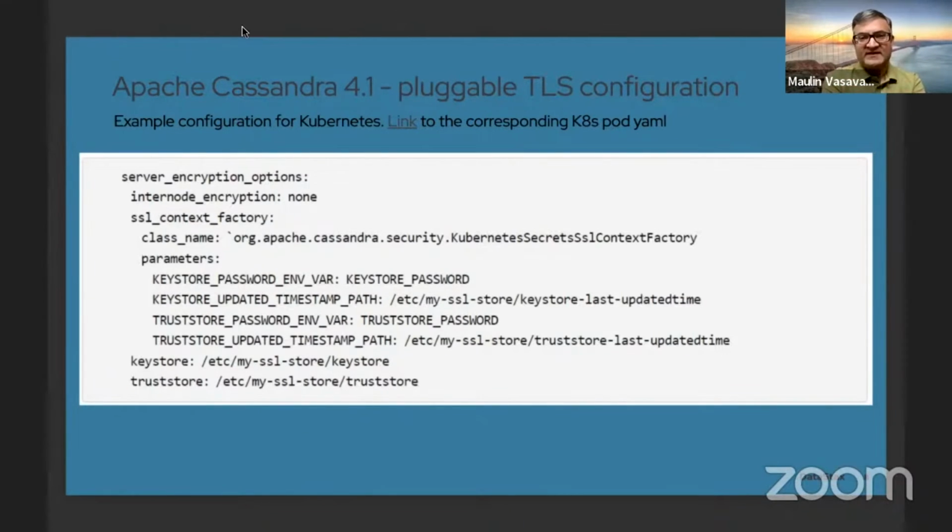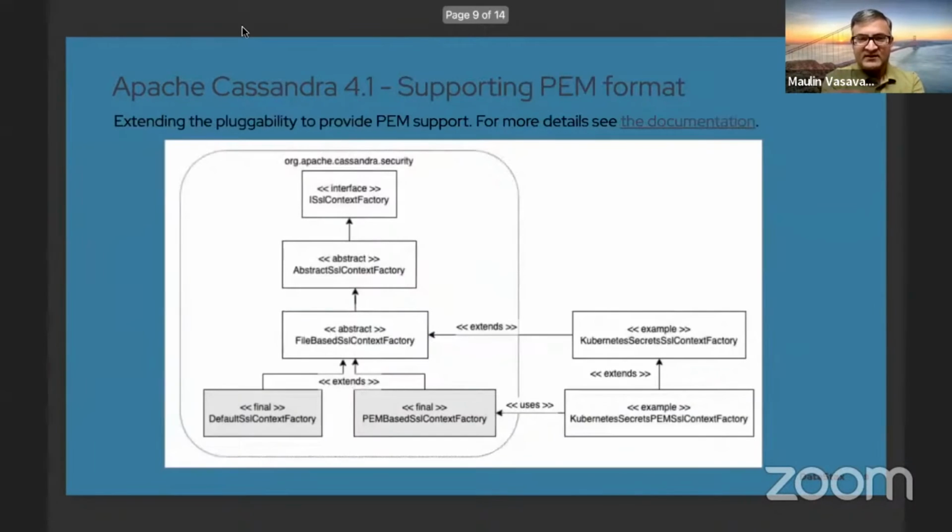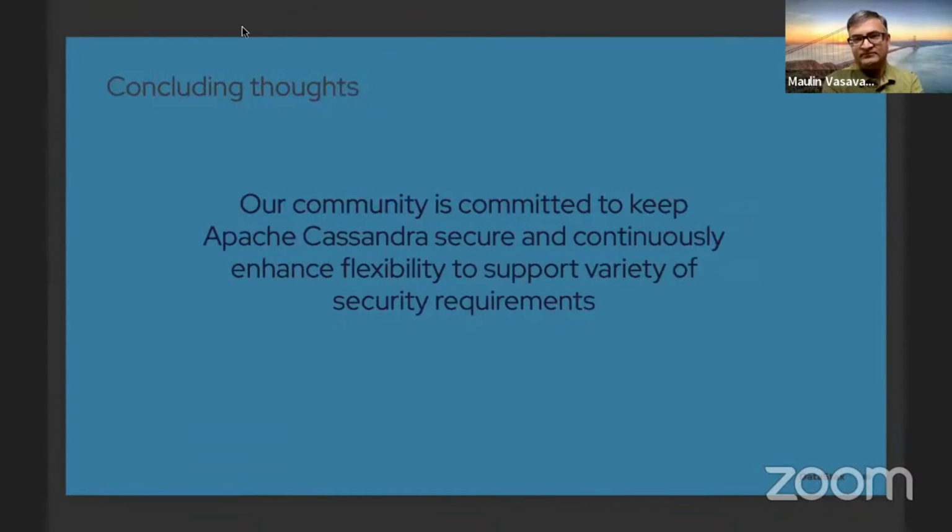We also gave an example in the GitHub repo for Kubernetes secrets based SSL context building. Not only that, on top of all of this, we extended the pluggability to add support for a widely popular standard for key storage like PEM. So if you have PEM keys, you can refer to the Apache Cassandra security documentation and see how to plug in your keys using the out-of-the-box implementation. Again, there is a reference example in GitHub for the same.